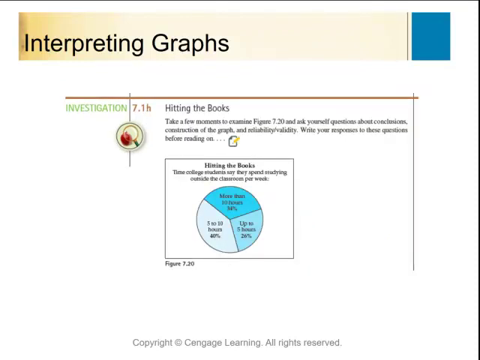Now, hitting the books. This is a question where we have a graph and we can look at it and ask, when someone asked that question, were there only three options, or were you allowed to give a numerical answer? Just because they presented the graph in this way doesn't mean that's how the question was asked. And who was asking the question? And where did they ask it? Did they ask it in the library? Did they ask it in a bar? That would also be pertinent to what this graph ends up looking like.